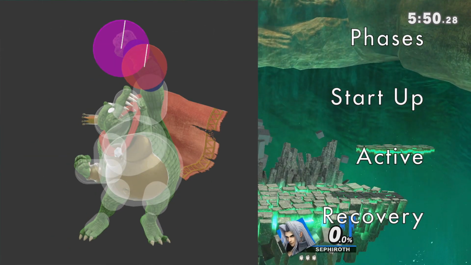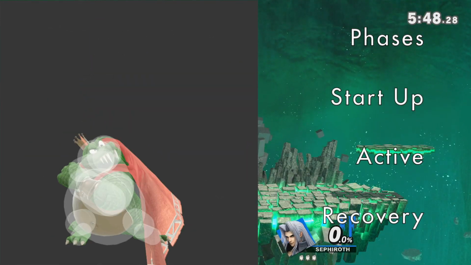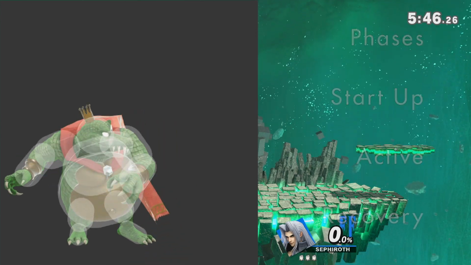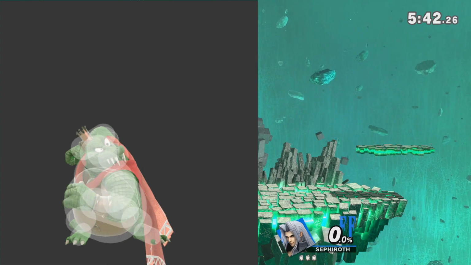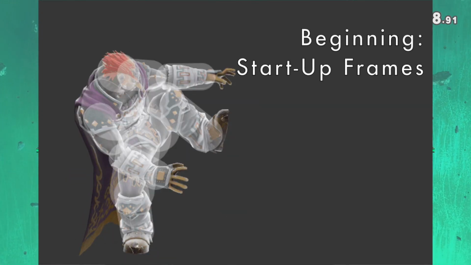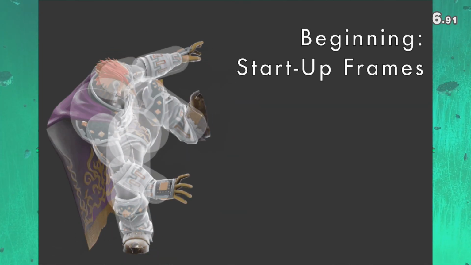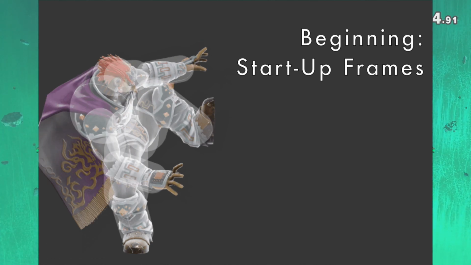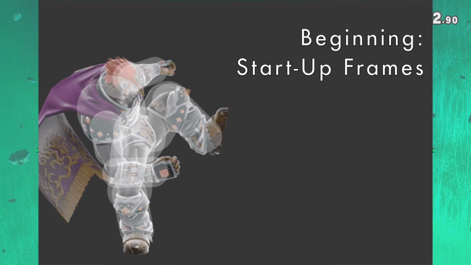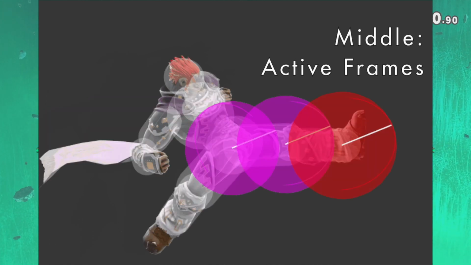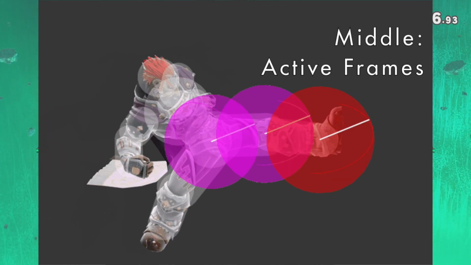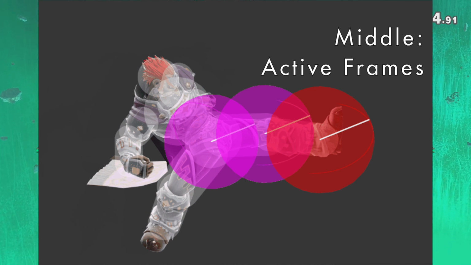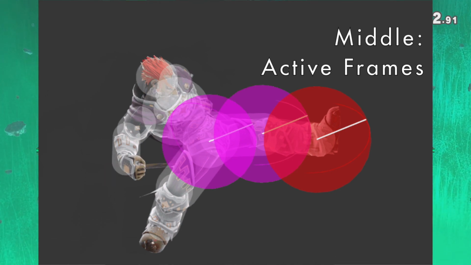For any given move, there are three main phases: startup, active, and recovery. Think of it as the beginning, middle, and end of a move. Startup frames are the wind-up of an attack before the hitbox actually comes out. Take Ganondorf's forward tilt. The time where he's lifting up his leg to kick is the startup frames. Active frames are the frames when a move can actually damage the opponent, or the time when your hitbox is active. This is when Ganondorf actually performs his signature Sparta kick.